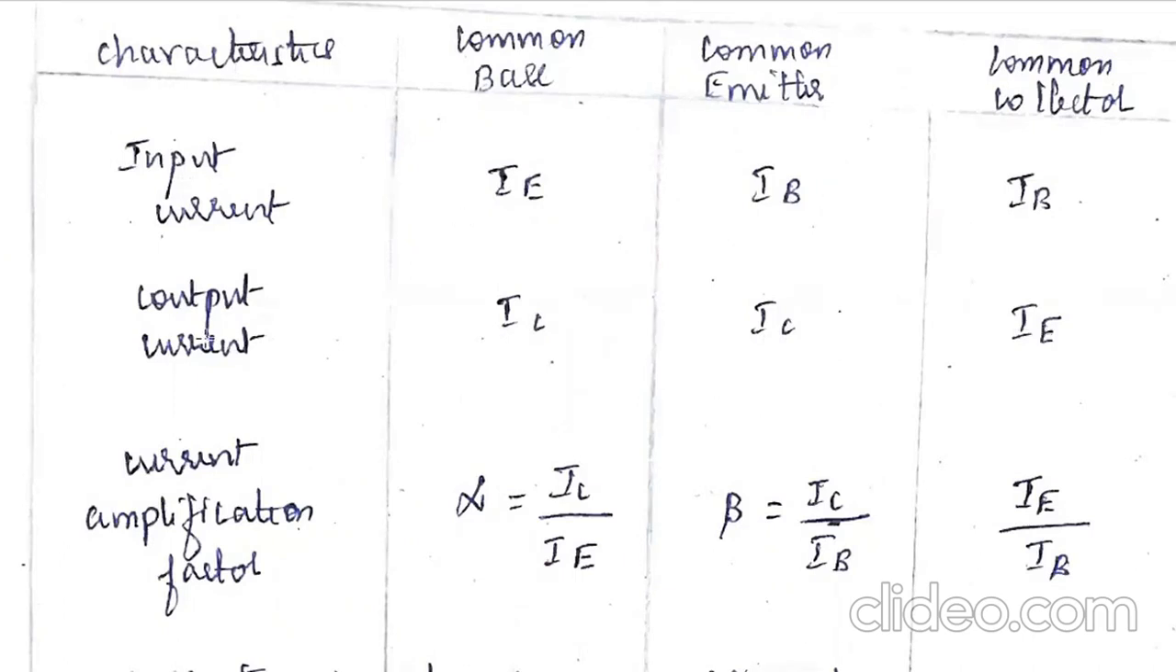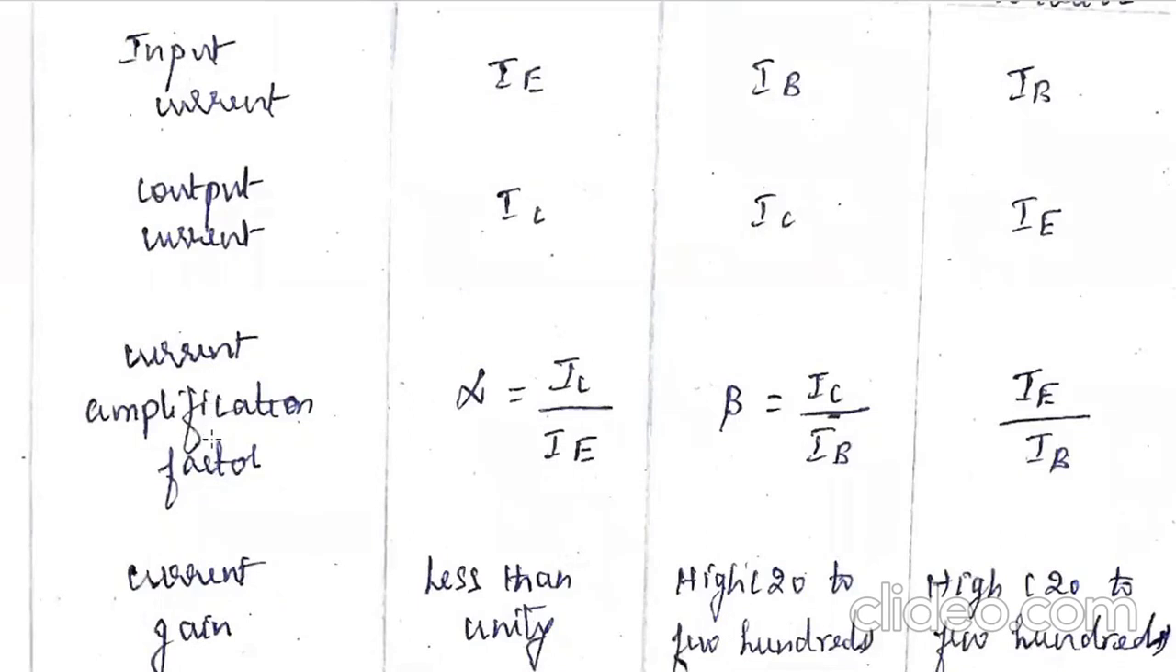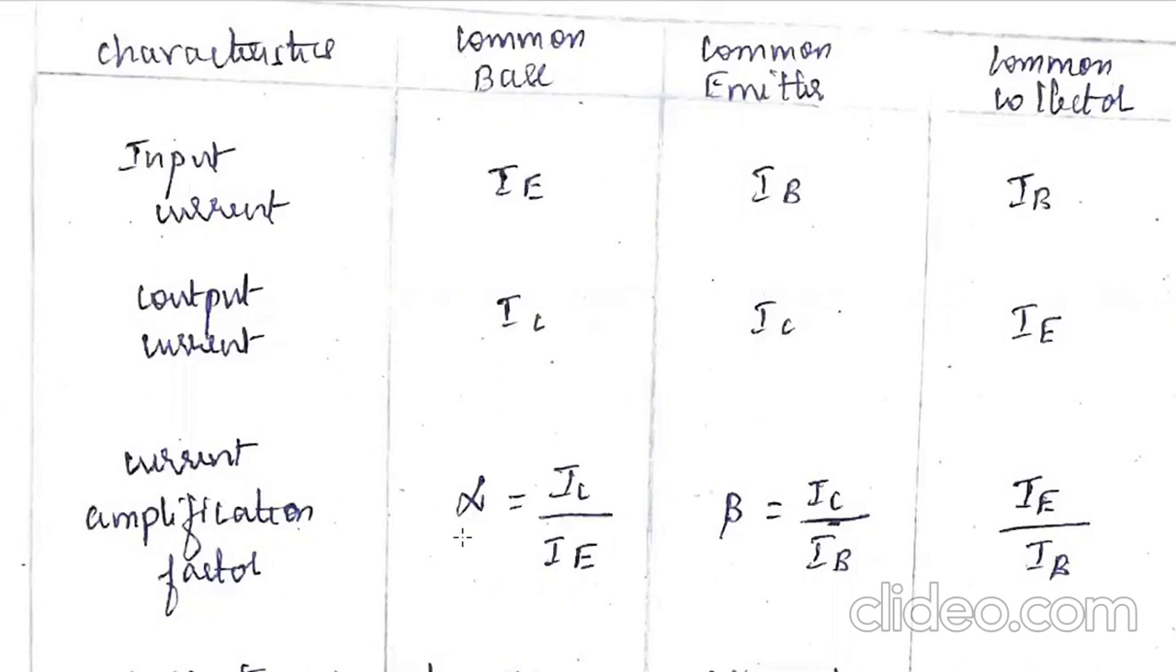Based on the input current and output current, you can write the current amplification factor for all three configurations. The current amplification factor is the ratio of the output current to the input current. For the common base, the current amplification factor is denoted by alpha, where alpha is output current by input current, which is IC divided by IE. For the common emitter, the current amplification factor is denoted by beta, where beta is equal to output current IC divided by input current IB. And the current amplification factor for the common collector is given by IE divided by IB.